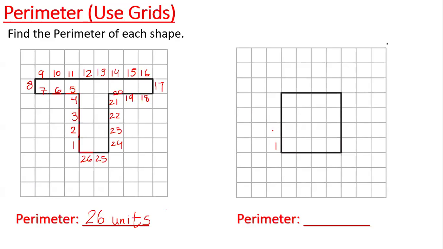Yes, Ethan. I just arrived and I don't understand what we're doing. Okay, you arrived at the perfect time because I'm doing this one right now. So this is one. In order for us to find the perimeter, we have to consider the distance around the shape. So this one is one, then two, then three.